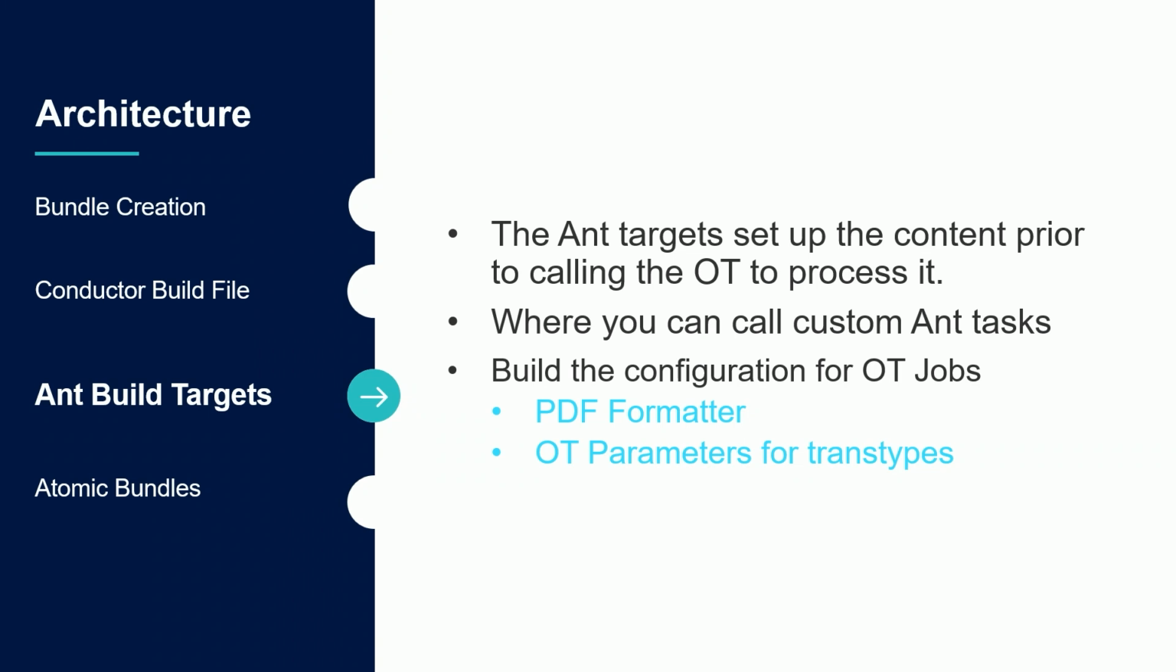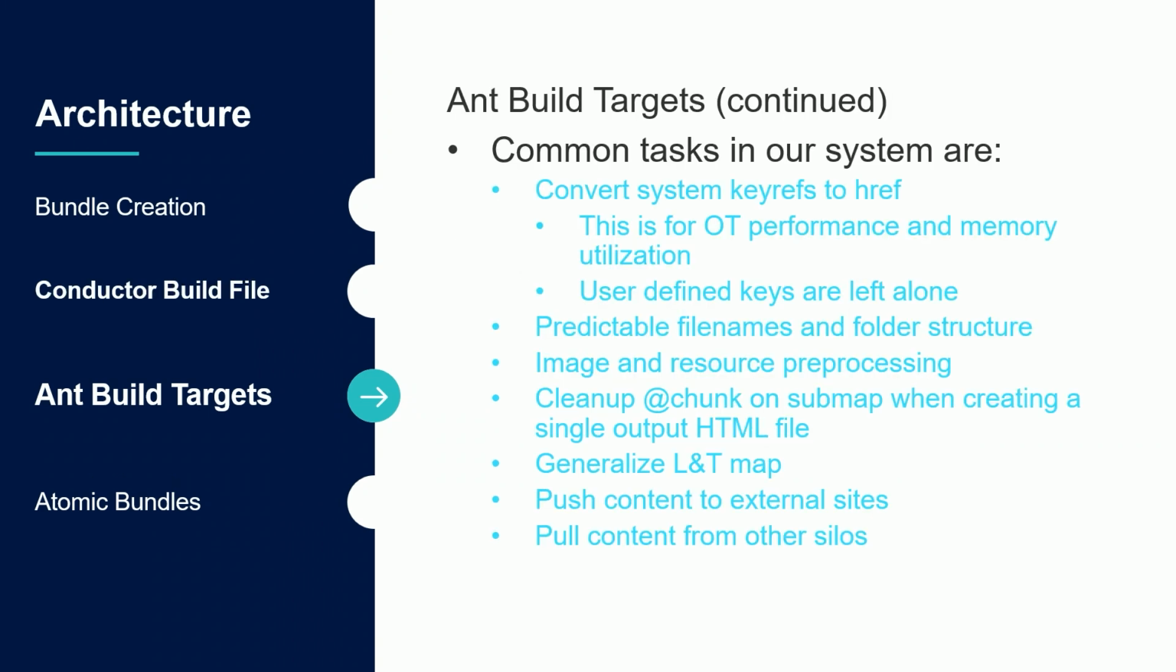So, going on a little bit more of what we do: create Ant targets to call the OT, where you can do custom Ant tasks. Then we'll set the PDF formatter depending on which one your company uses, and then set the OTs. So here are some of the common build tasks that we do prior to sending stuff to the OT. Chunking's coming in again.